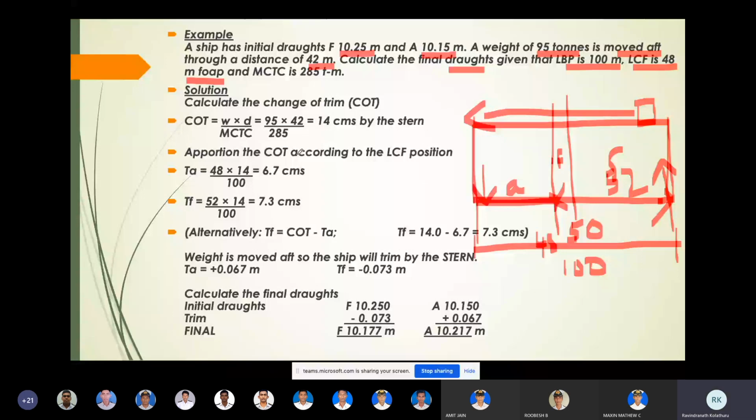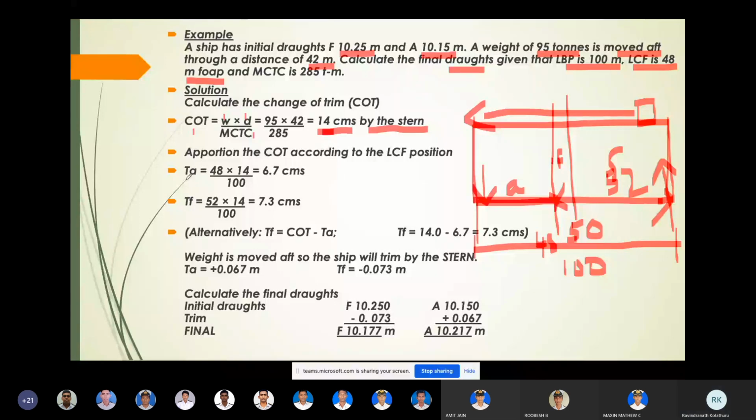Change of trim is W into D by MCTC, which will give me 14 centimeters by stern. Why by stern? Because I have shifted the weight from forward to aft. In the previous example, this 14 centimeters was distributed equally. But here we cannot distribute it equally because my F is not at midship. It is somewhere aft of the midship. So I will be using the formula for trim correction.